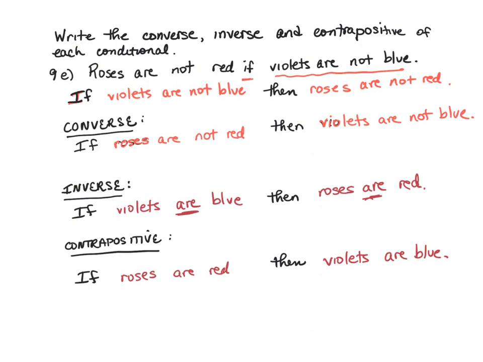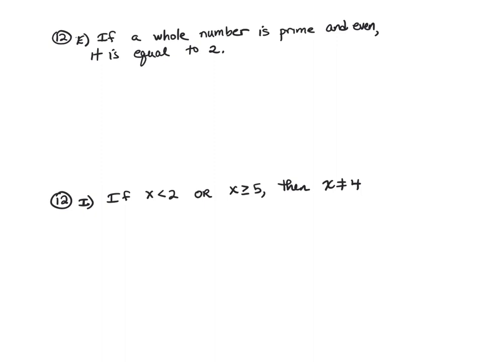Okay, let's try one that's a little more complicated. The next two problems are also on your sheet. Under exercise number 12, we're going to do parts E and I. The instructions are the same, except again, we might have to use other laws, especially DeMorgan's laws, to simplify. So here are the original statements.